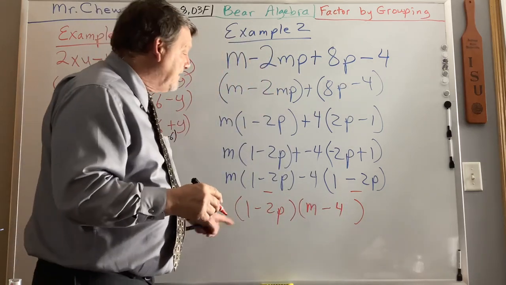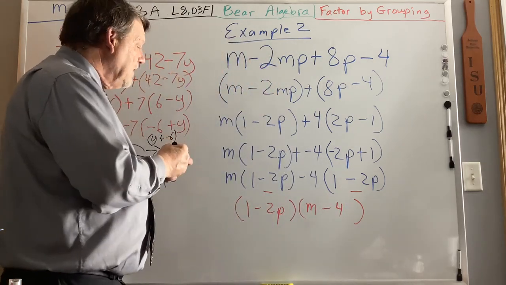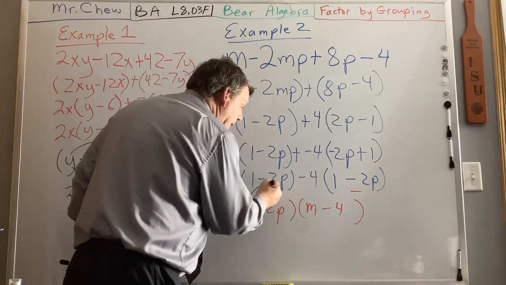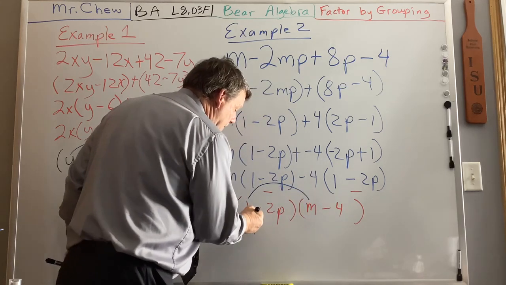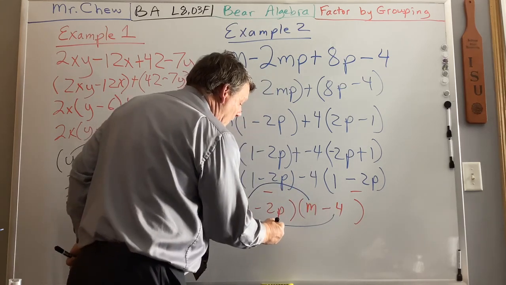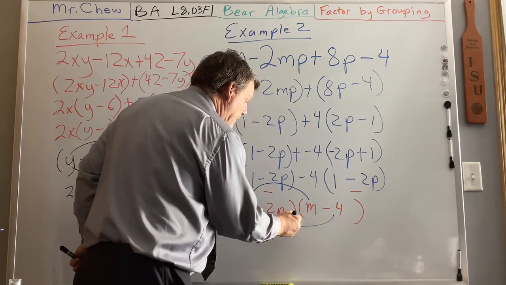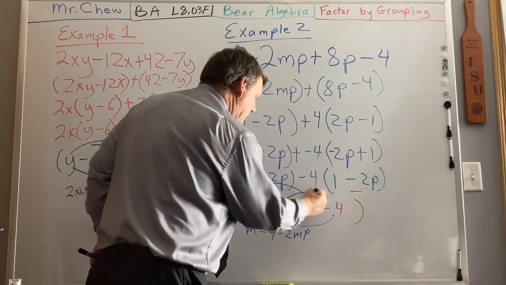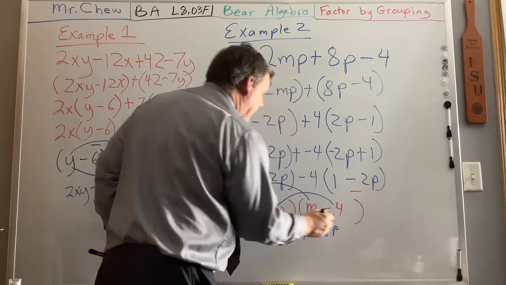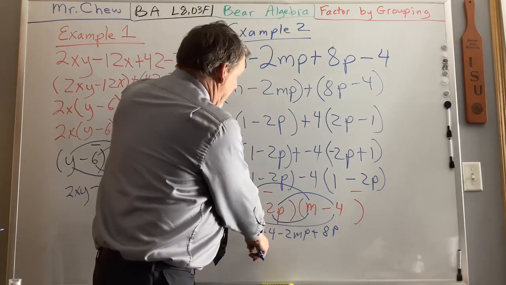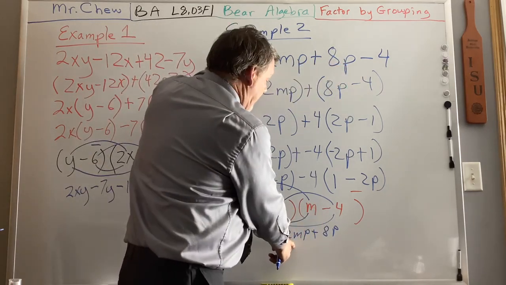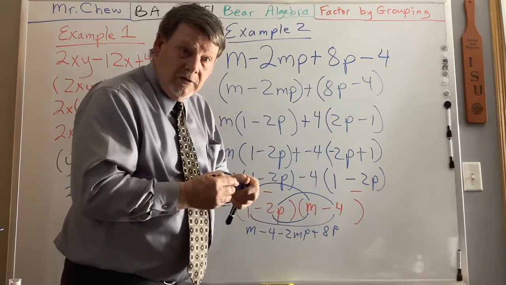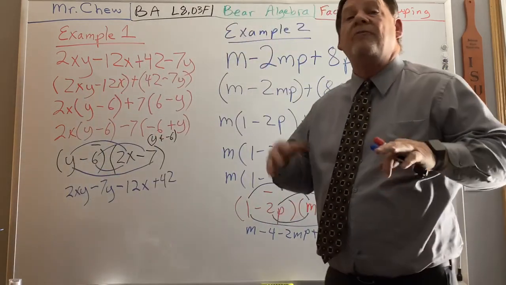Now, some people say, yeah, but is that really, really true? Well, if you remember, using FOIL here, I would end up getting my m, my minus 4, my minus 2mp, and my plus 8p. And if you look, I've got an m, I've got a minus 4, I got a minus 2mp, and I've got a plus 8p. So, those worked.